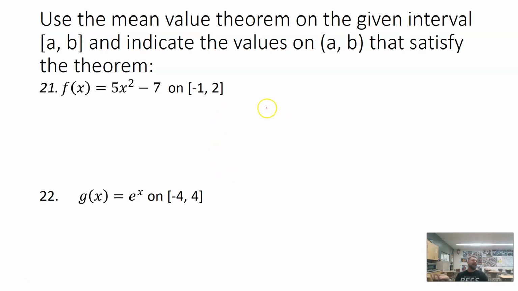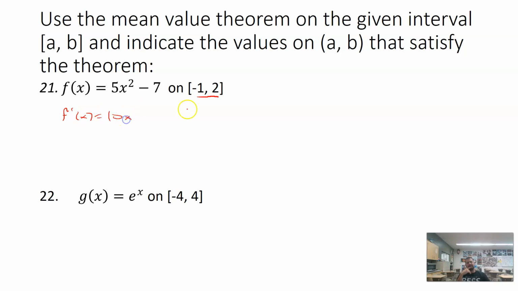Now remember, the mean value theorem says that we can find the average rate of change between two x values on a function as long as the function is continuous and differentiable between those 2 points. Then we take the derivative and set it equal to the average rate of change to find out where the instantaneous rate of change would be the same as the average rate of change. So in order to do these problems, we need to know the derivative.